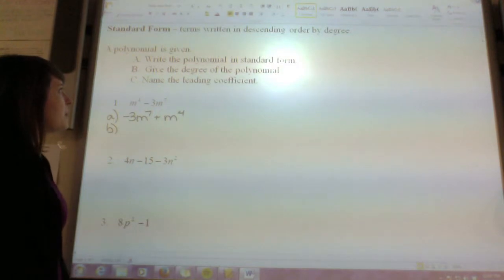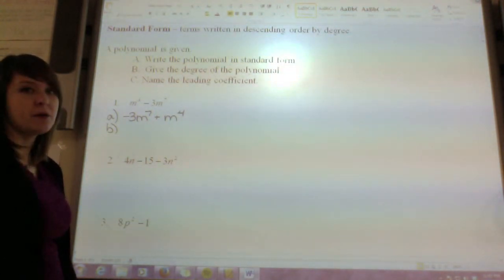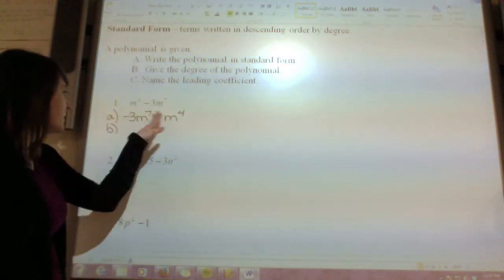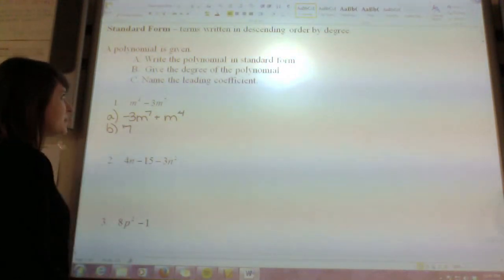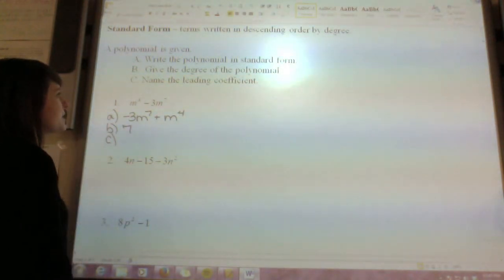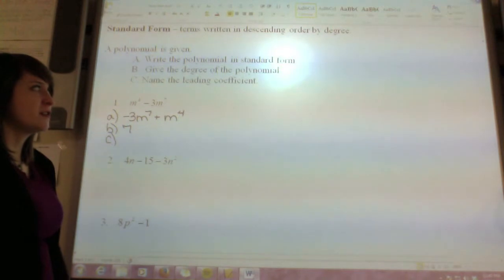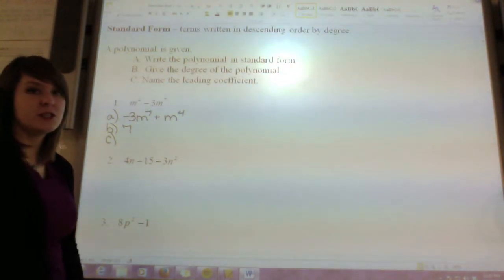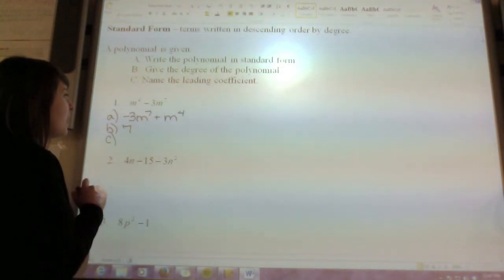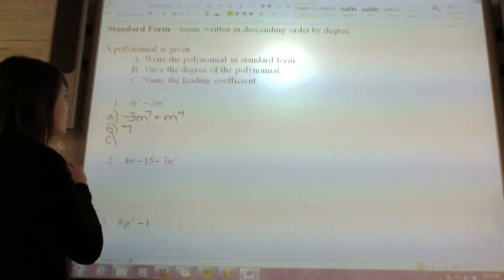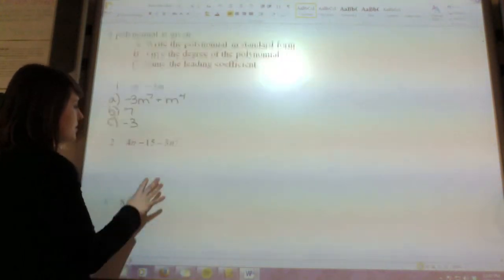For part B, I want to give the degree of the polynomial. Remember, the degree is the highest power that I have overall. Looking at this, my highest power is 7, so the degree of my polynomial is 7. And for part C, I want to name the leading coefficient. The leading coefficient is just the coefficient of your largest power. Here, my largest power is m to the 7th, so the leading coefficient of that term would be negative 3.